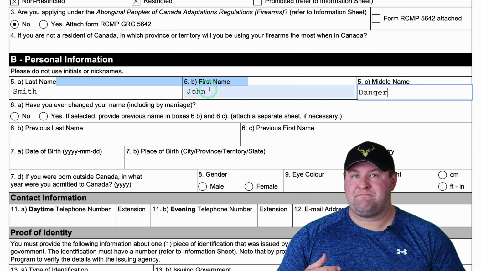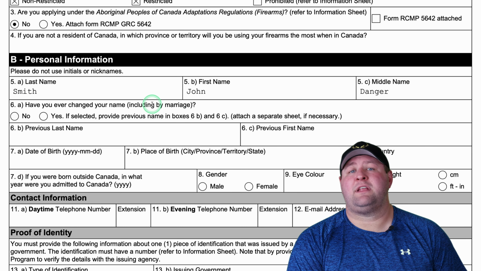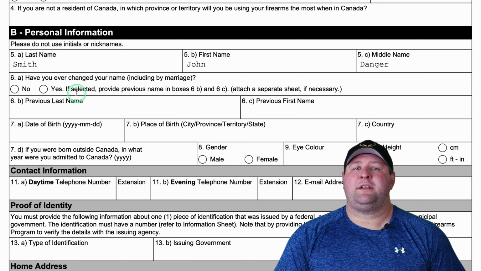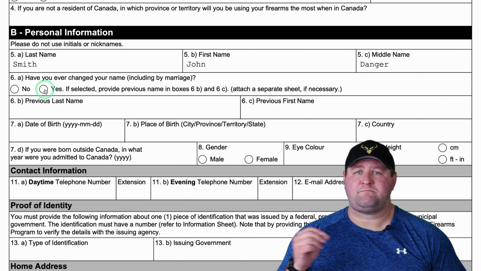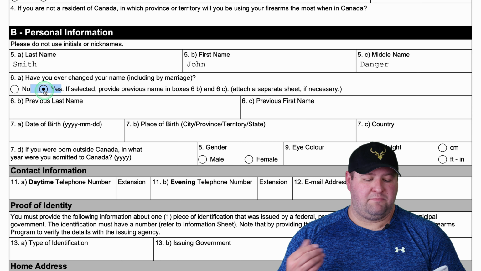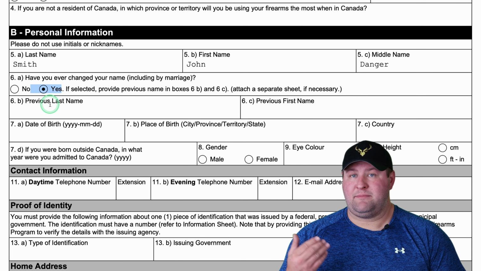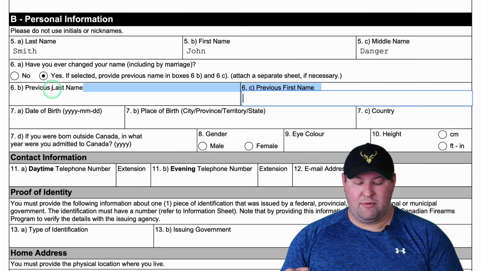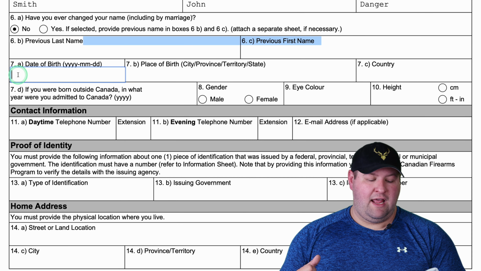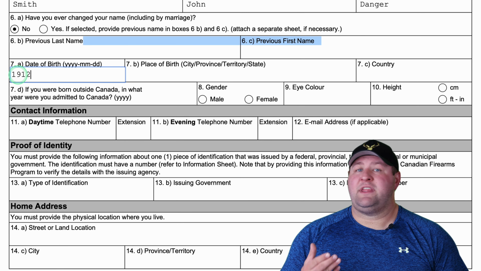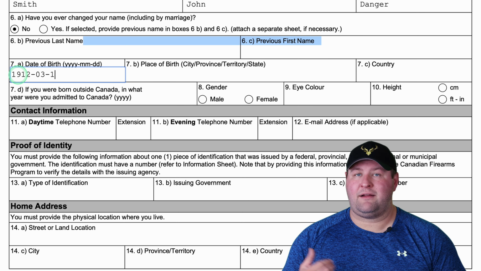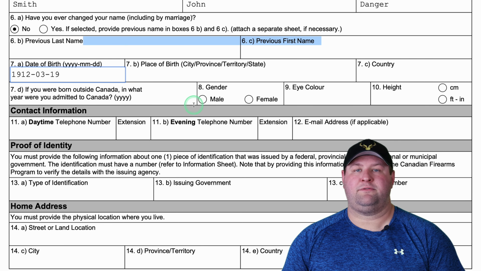Okay, your last name, then your first name, and then your middle name if applicable. Next, if you ever change your name, say you got married, then you would fill that out and put your previous name and your last name, previous first name. Place of birth, your date of birth, the country you're born in, and if you're born outside of Canada, the year you're admitted in. Next, pick a gender, write your eye color and your height in centimeters or feet, inches.